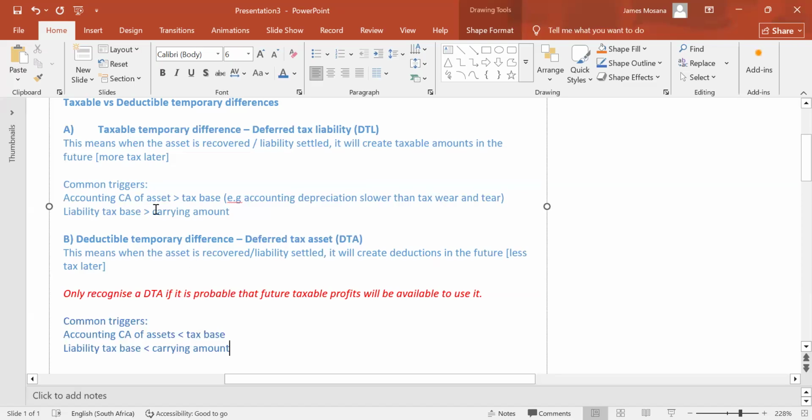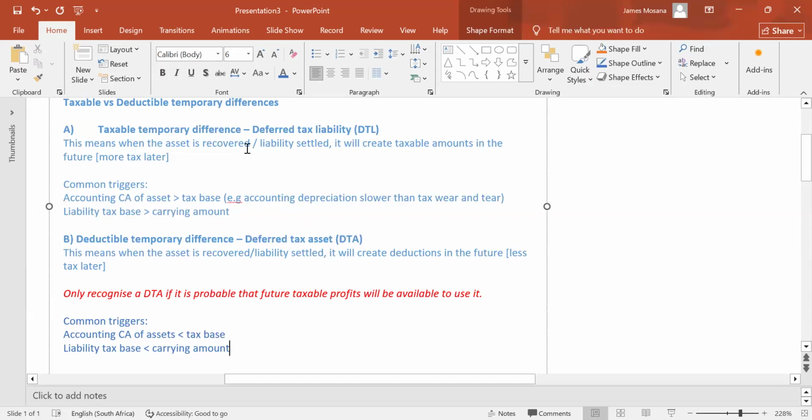the most important thing is that when you're dealing with an asset, right? When the carrying amount of an asset is greater than a tax base, you are going to get a deferred tax liability, meaning more taxable profit later when recovered. When the carrying amount of an asset is less than the tax base, you are going to get a deferred tax asset, meaning more deductions later when recovered.